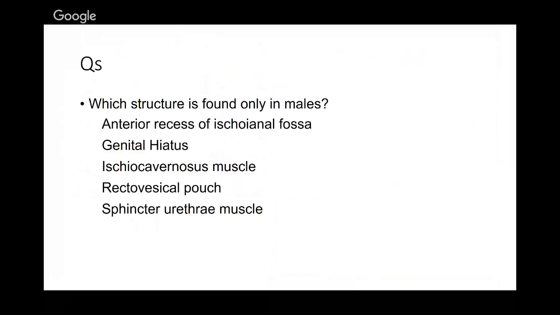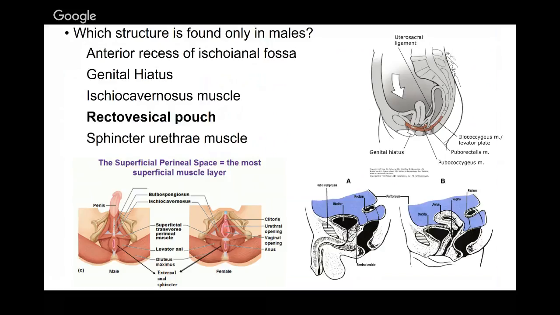All right, just a quick question to help you revise. Which structure is found in males? The answer is the rectovesical pouch. Obviously, because in females you have the uterus as well, so the bladder and the rectum are not in contact.